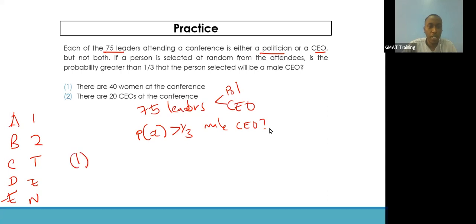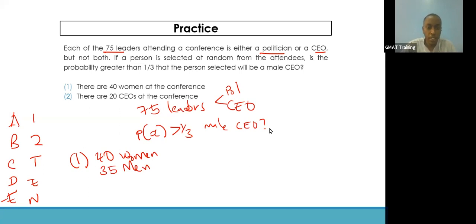We have the first statement. There are 40 women at the conference. Okay, we know that we have 40 women. That means the rest are men. That's 35. You have 40 women, 35 men. So we don't have any other information from this. So can we identify if the probability of having a male CEO will be greater than a third?